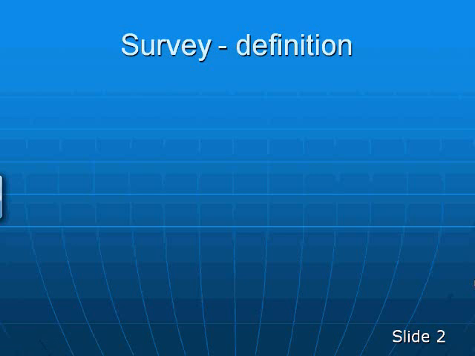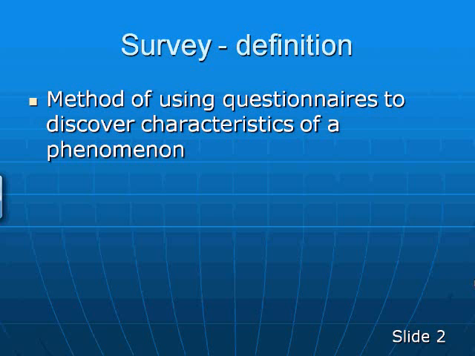So what is a survey? The basic definition of a survey is that it is a method of using questionnaires to discover characteristics of a phenomenon. So whenever you are administering lists of questions, usually to people, and you can do it electronically on the web or over the phone or in the paper and pencil format, you are using a survey.